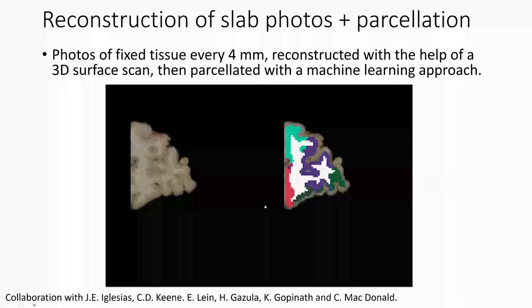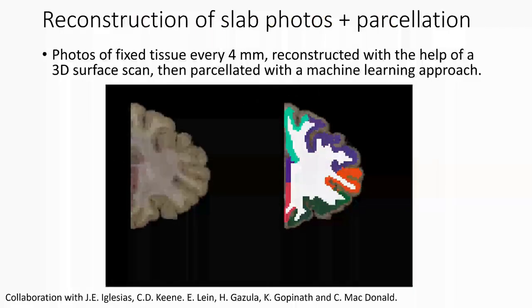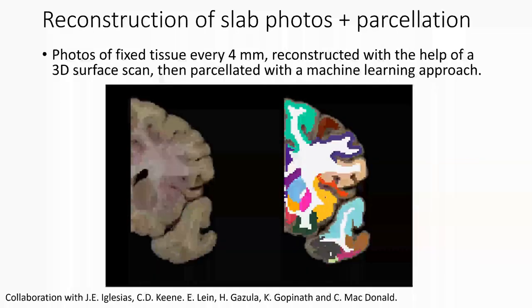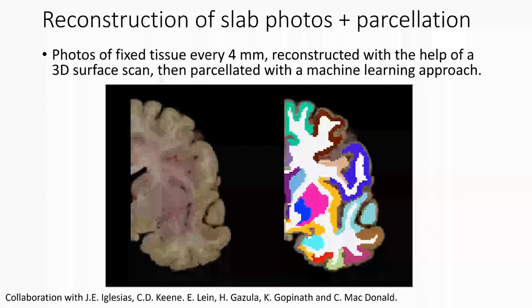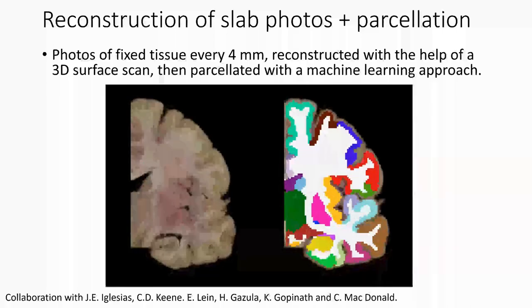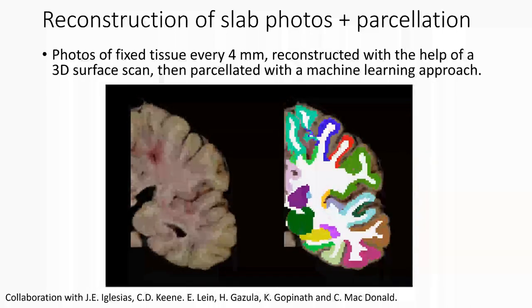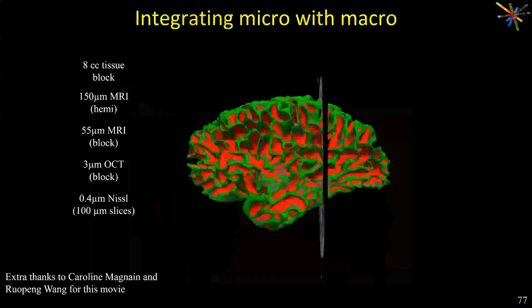This is a movie just showing this is an in vivo atlas. This is again the Desikan-Killiany-Tourville atlas that we're projecting onto the slabs. So someone can go up and say, I want the middle frontal gyrus, and we'll automatically show where that is and let the pathologist extract it.